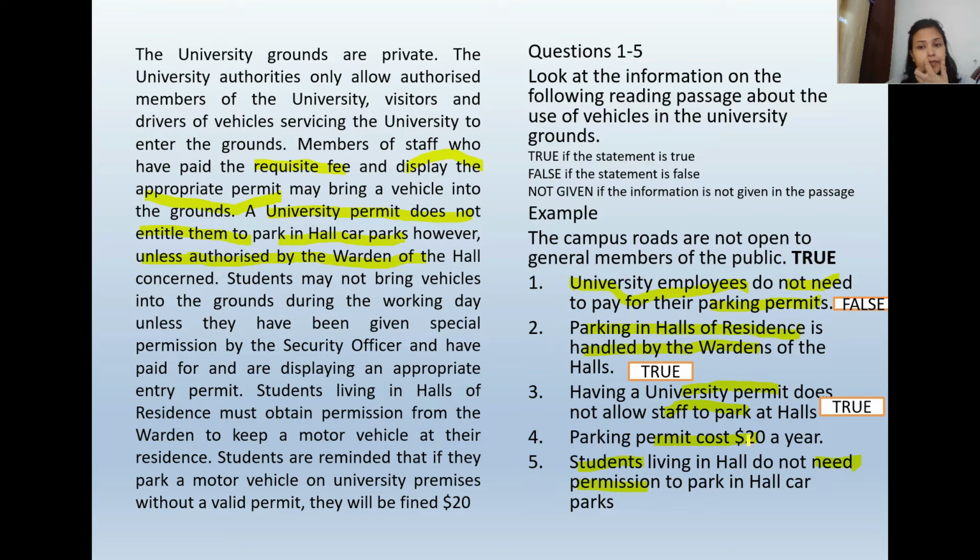Okay. Parking permit costs $20 a year. And here it is mentioned they will be fined $20. Means it doesn't talk about the permit cost. That's why it is not given. Okay. And please don't write NG, write complete: not given. Okay. Students living in hall do not need permission to park in hall car parks. Oh, here it is given. Students may not bring vehicles into the grounds during the working day unless they have been given special permission by the security officer and have paid for and are displaying an appropriate entry permit. So it would be false.